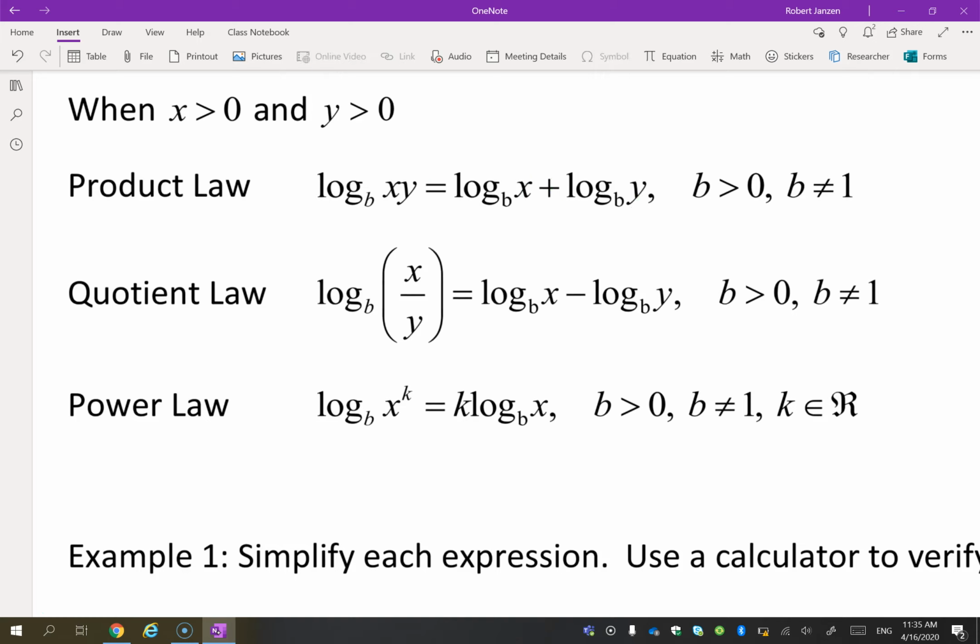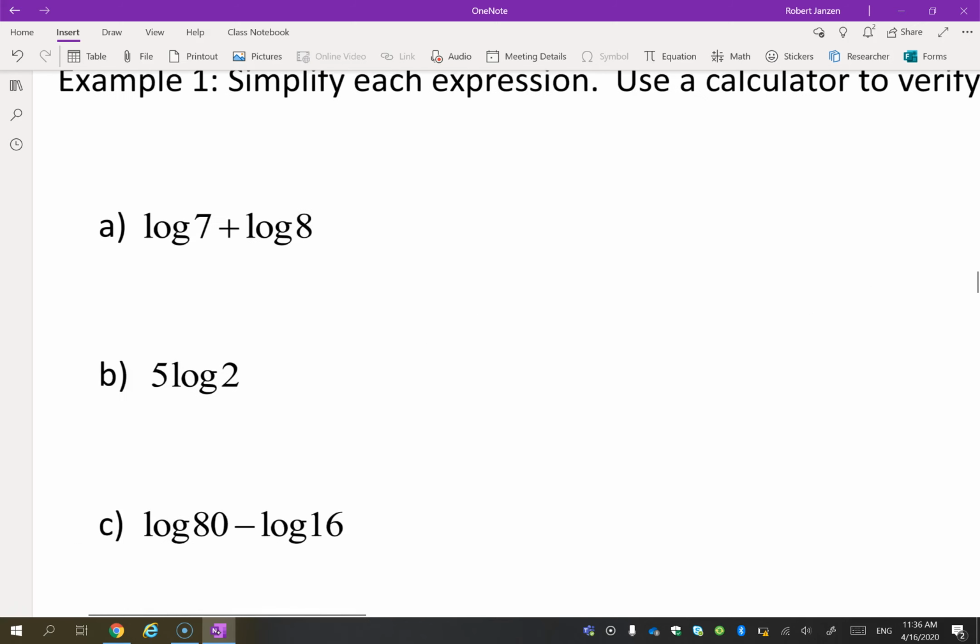Okay, the same with the quotient. What was the rule for when you're dividing powers of the same base? We're going to subtract the arguments. Okay, and power to a power, what's the rule there? Well, that we would multiply the exponents. So we're going to just take this k and move it as a coefficient and multiply it times the log. Okay, those are the rules. Let's try and use them.